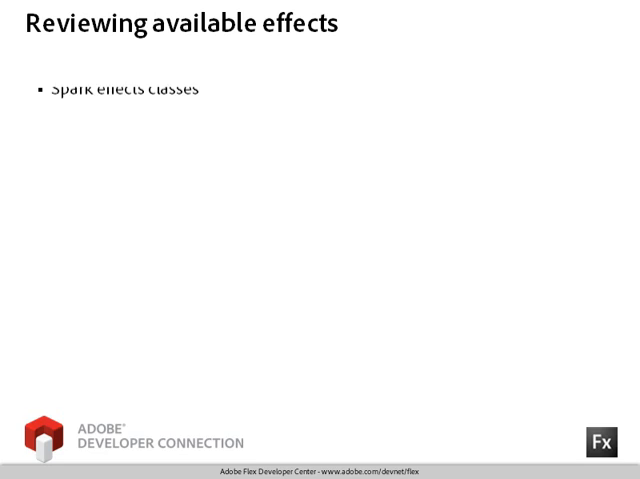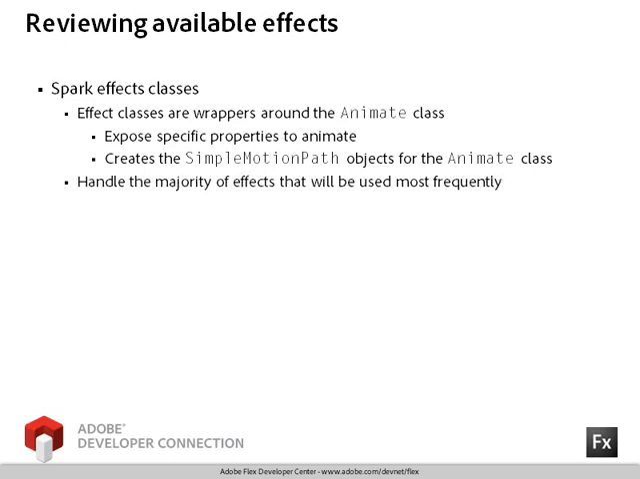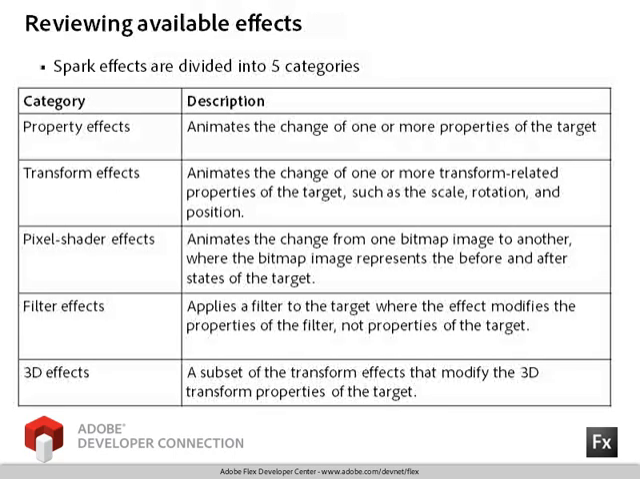There are many effects in the spark.effects package that are basically wrappers around the Animate class. They expose the specific properties to animate and create the simple motion path objects that the Animate class expects. You can create your own custom effects by extending the Animate class, but the ones in the spark.effects package handle the majority of the effects that you will use most frequently. Spark effects are divided into these 5 categories. In this video, I will focus on the property and transform effects. The other categories of effects work similarly but are outside the scope of this training.